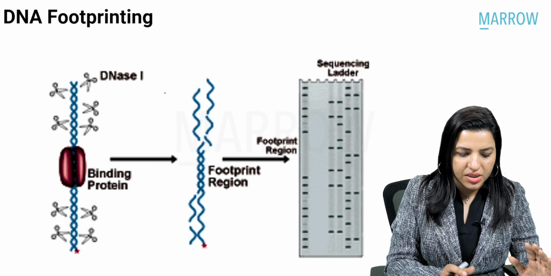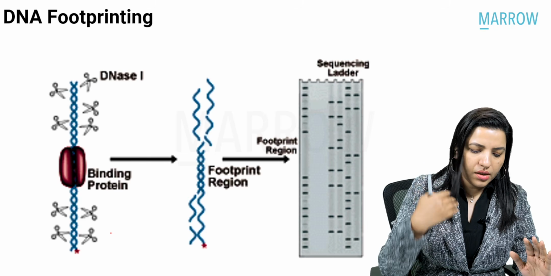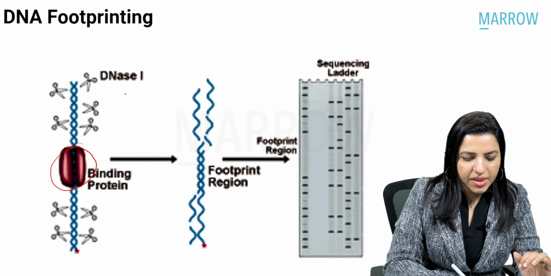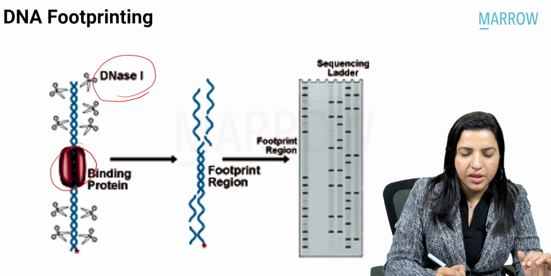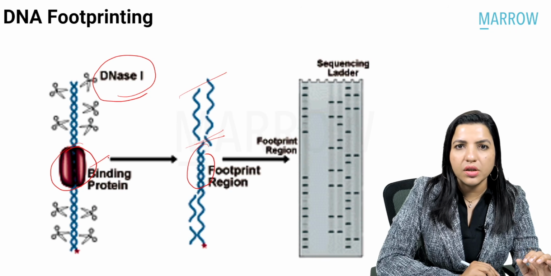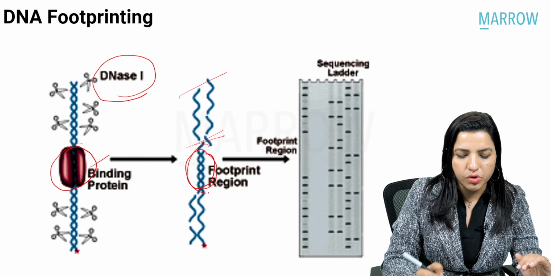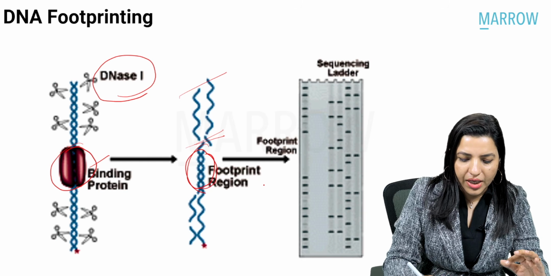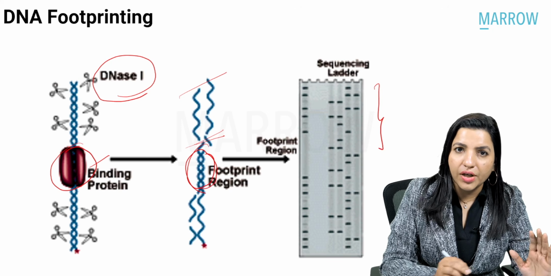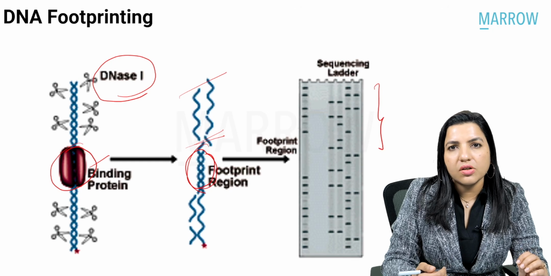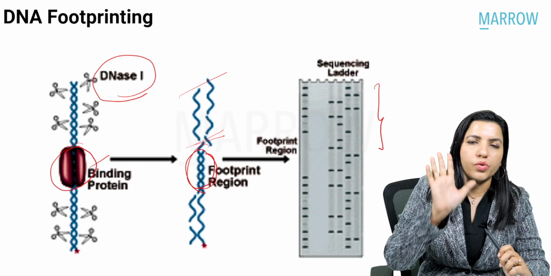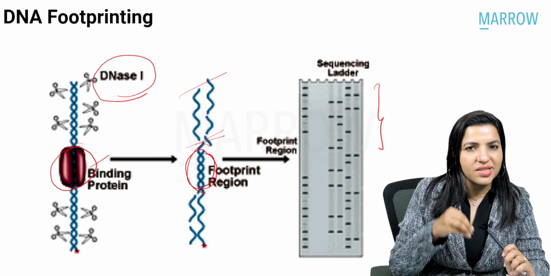DNA footprinting means that if we have a DNA like this, you can see this DNA is bound to a protein. Now this DNA is lysed using an enzyme called DNase. The DNase enzyme will lyse all the DNA except that region which is bound to the protein. That protected region is taken out and studied using DNA electrophoresis to find out which is that band. So this is called DNA footprinting. Why is it called footprinting? Because the footprints of the proteins are what is studied using this technique.